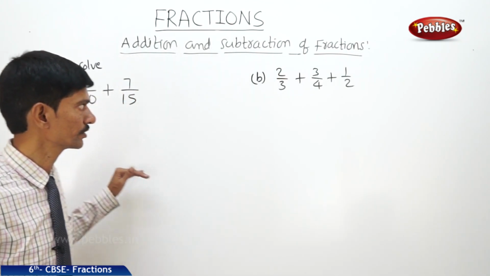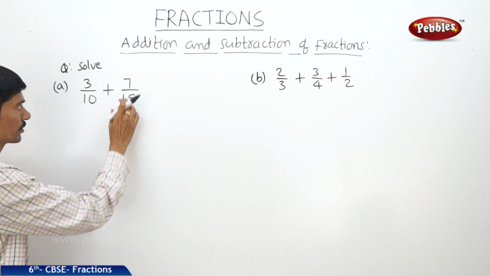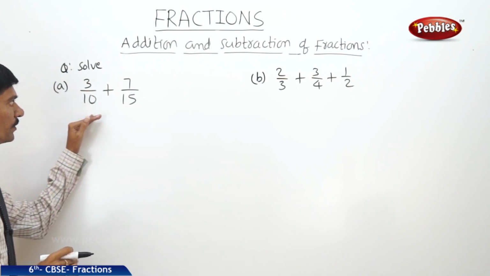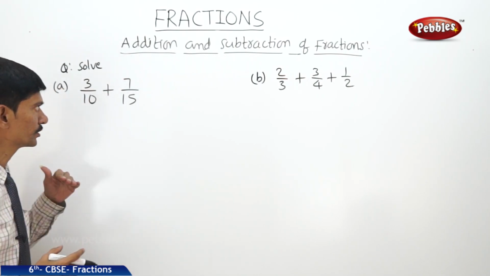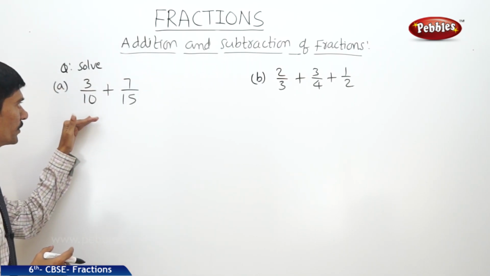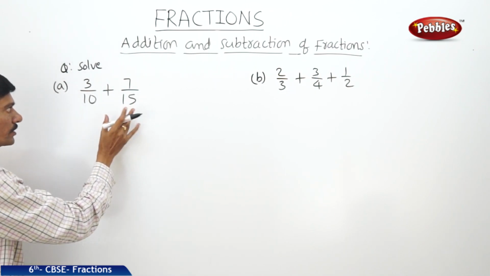Now let us see the next question. Solve, means add the fractions 3 by 10 plus 7 by 15. So here the denominators are not equal, meaning they are not like fractions. Then first you have to make the denominators equal. So you have to make them like fractions.